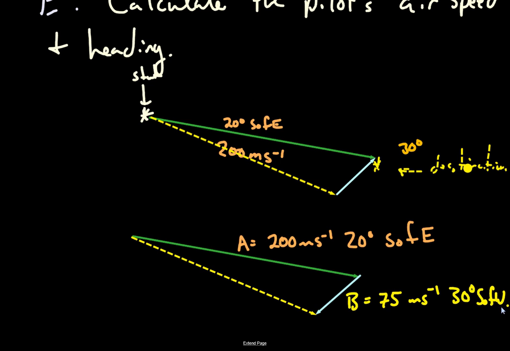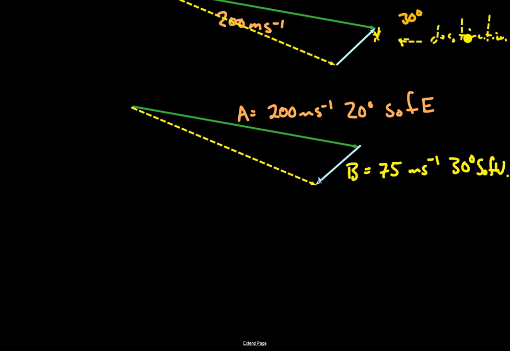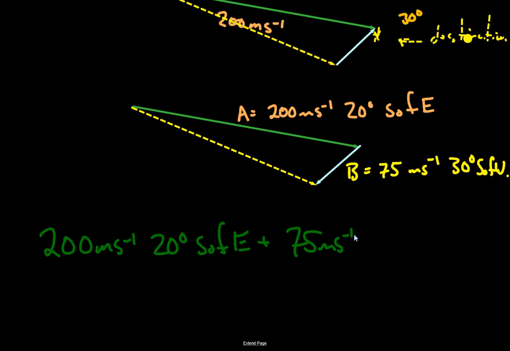It's 30 degrees south of west now. So these are the two vectors we now have to add up such that we can figure out where we're going to actually aim our plane so that the wind blows us back on the course we need to take. So to sort that out: 200 meters per second, 20 degrees south of east, plus 75 meters per second, 30 degrees south of west.